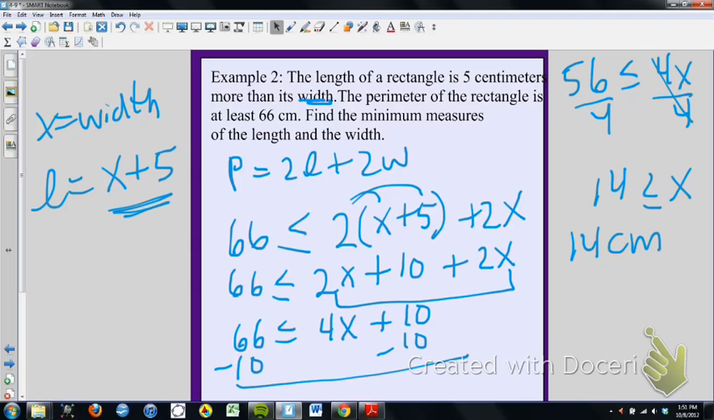That's for the width. And the minimum value for the length is 5 more than that, so 19 centimeters. That's the minimum for the width and the minimum for the length. And that was our last example here.